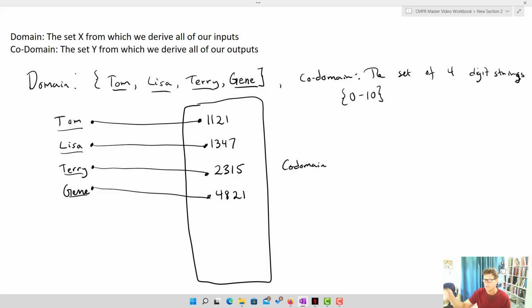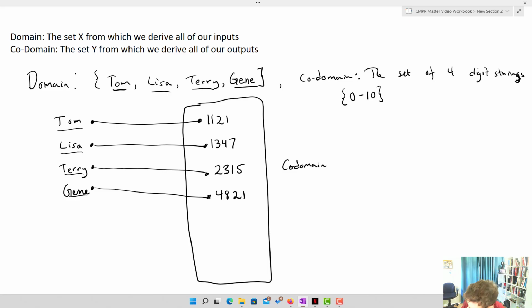Okay? So we don't have all 10,000 numbers, but we do have enough to allow us to map every member of our domain to the codomain. Okay? And in addition to that, to make sure that we only have one element in the domain going to only one element inside of the codomain. And so this is, again, a functional relationship.